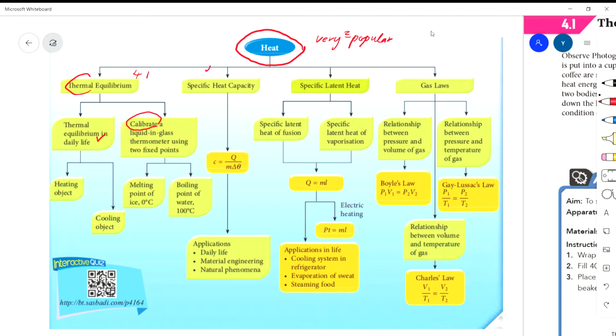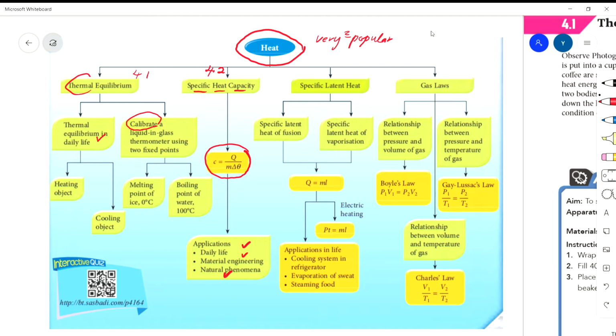Next class we're going to discuss 4.2, specific heat capacity, muatan haba tentu. Every substance has its own heat capacity. Setiap benda dia ada muatan dia sendiri, limit dia untuk serap haba. Macam badan manusia lah, kalau lebih sikit kita kena buang haba tu kan. We do have calculation for this: how to calculate our specific heat and apply it in daily life, in engineering, and also in natural life.